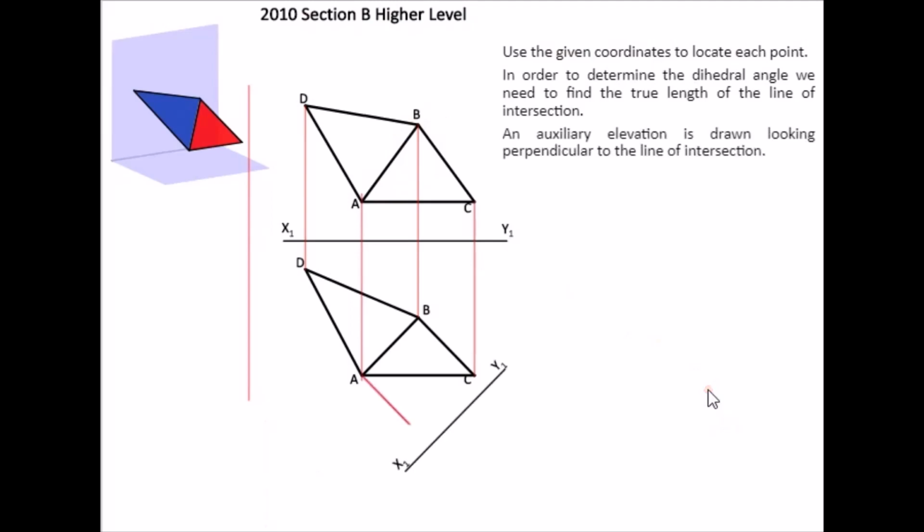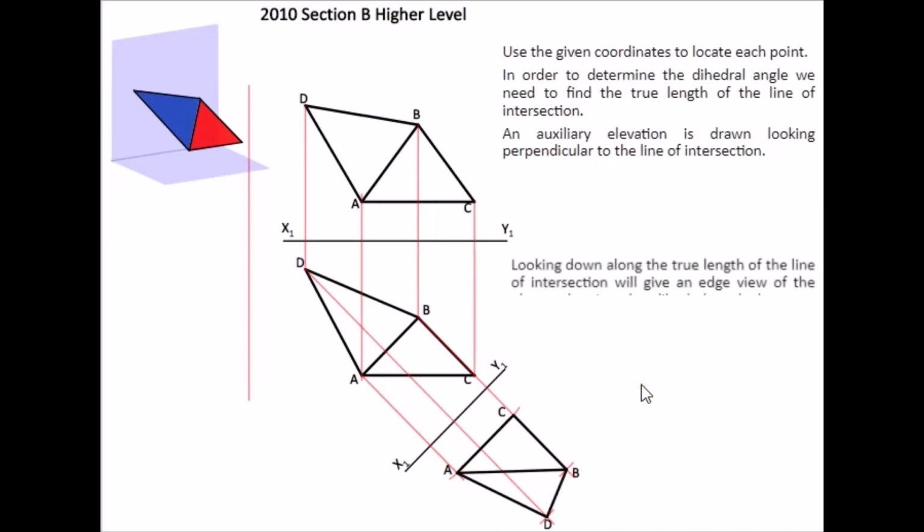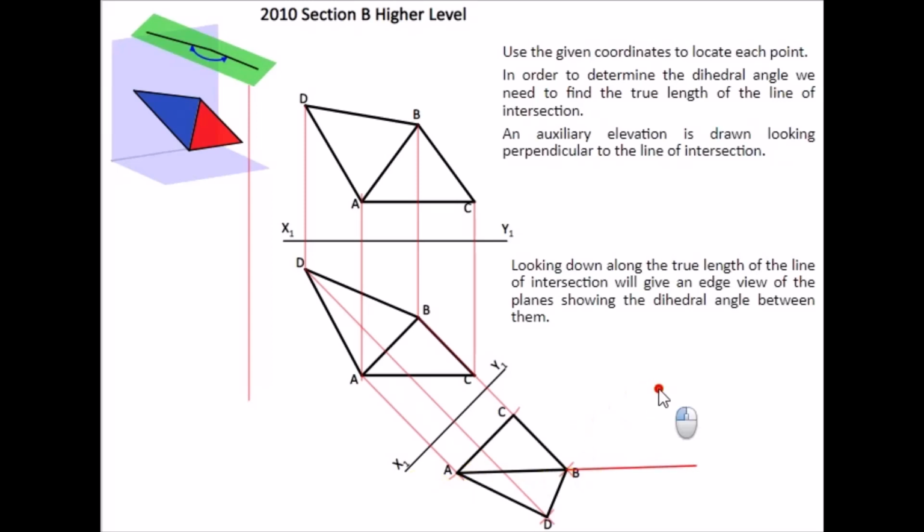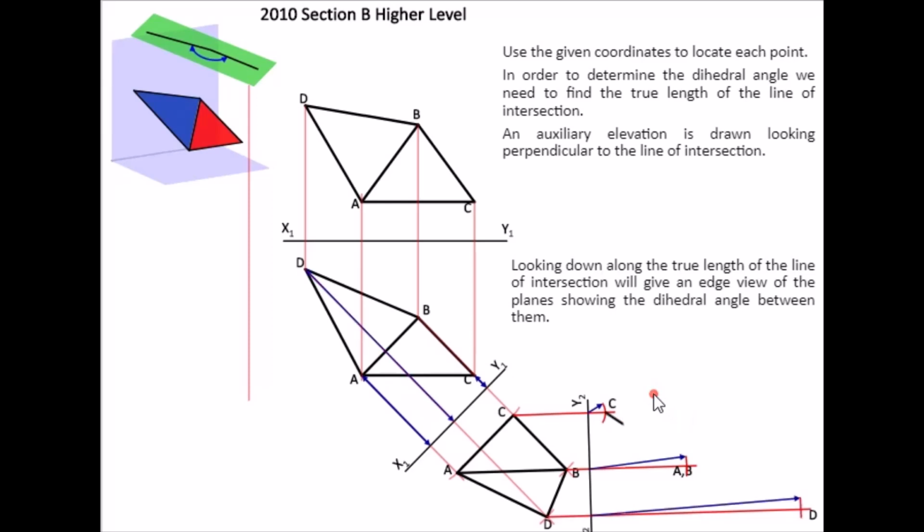What we know already is to look 90 degrees to the line of intersection and see it as a true length. So now we have a true length of this line of intersection. If we look along the true length, we see it as a point view. This gives us our dihedral angle here. So our dihedral angle in this case is almost 180 degrees.